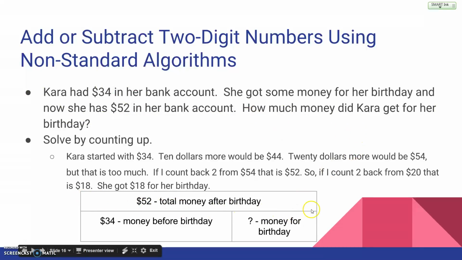So the strip across the top is where we put the total. And the total amount of money she had after her birthday was $52. Part of her money she had before her birthday, and part of her money she got for her birthday. And that's the part we're trying to figure out. So again, here's a method that a student could use to solve that problem. And this helps them to organize their thoughts.